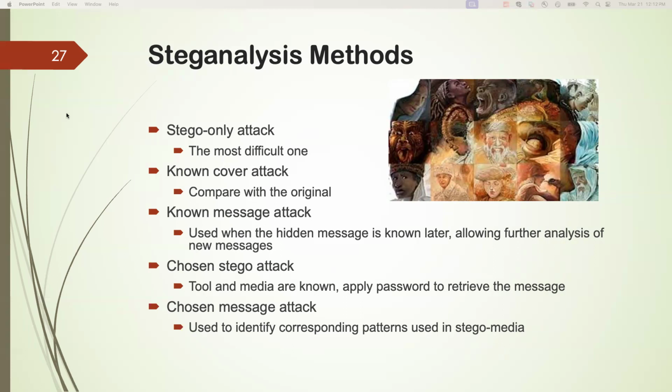In a stego only attack, you are investigating a file and you see that there is some steganography done on it, and you think that some data is being hidden in that file. We just get the cover file or the stego file which contains the hidden data. We don't know anything about the cover file. We don't know anything about the hidden message. We don't know anything about the tool that the suspect might have used in order to create this stego file. So this is the most difficult case.